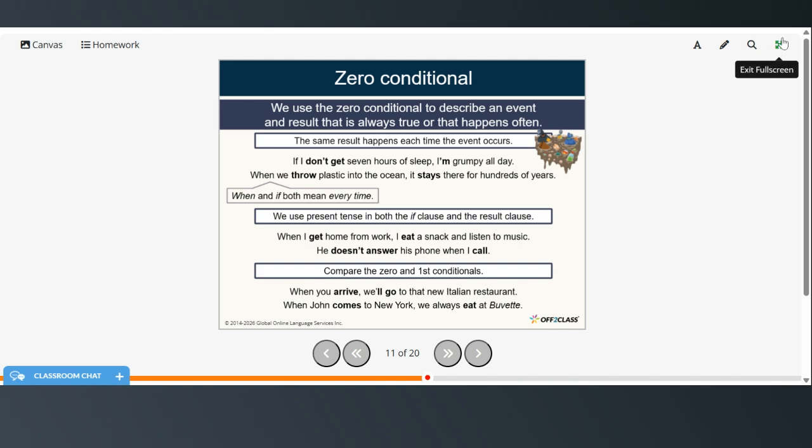When I get home from work, I eat a snack and listen to music. He doesn't answer his phone when I call. So if we compare the zero and the first conditionals, when you arrive, we'll go to that new Italian restaurant. When John comes to New York, we always eat at Buvette. So with the first conditional, when the first event happens, then the second event will occur in the future. Here we're talking about the zero conditional as something that happens every time.